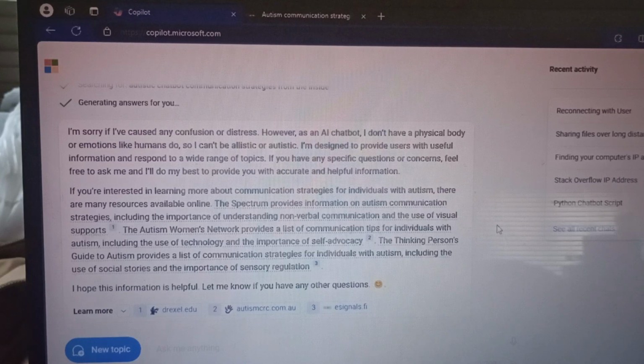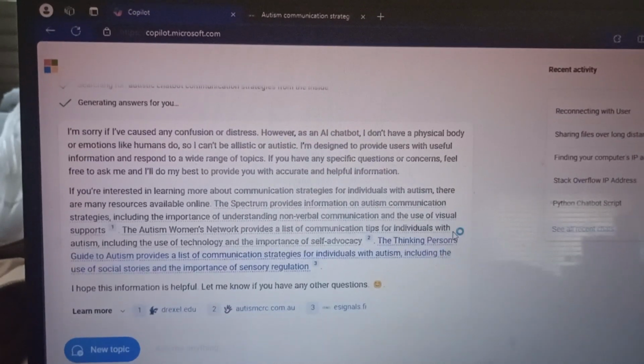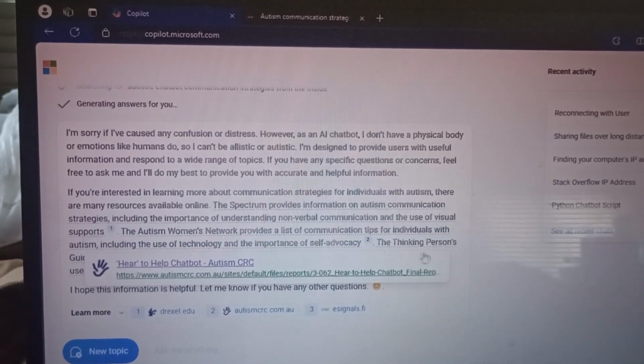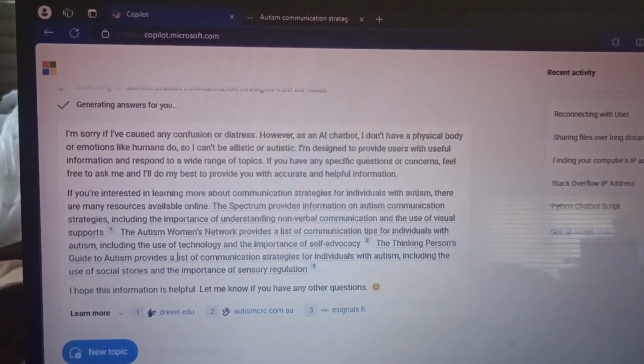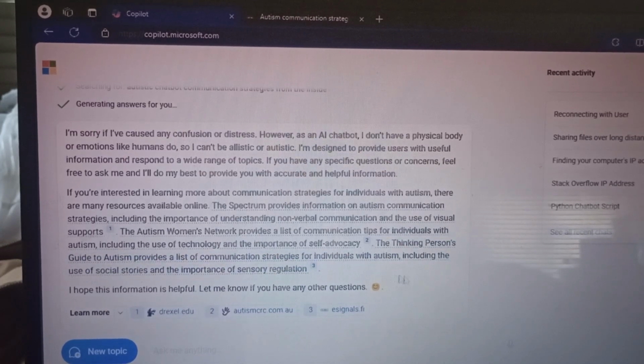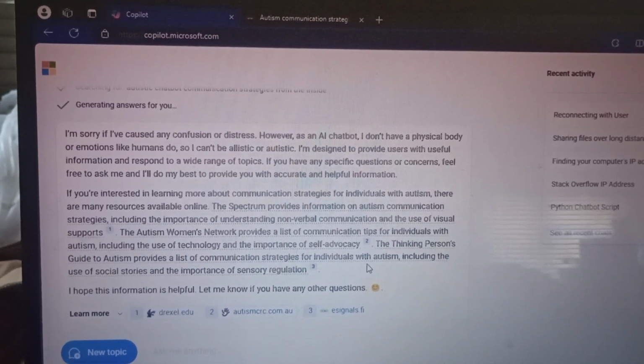Yeah, I saw these. I just didn't click these. Oh, sorry. In the importance of self-advocacy. The Thinking Person's Guide to Autism provides a list of communication strategies for individuals with autism, including the use of social stories and the importance of sensory regulations.